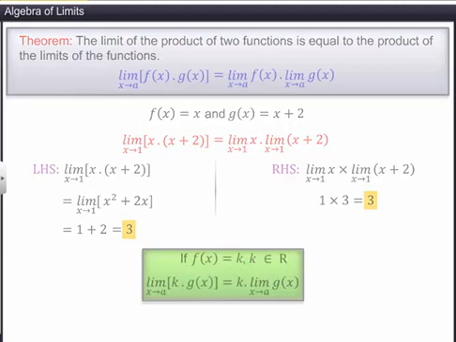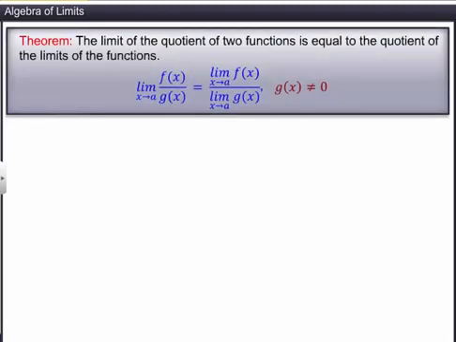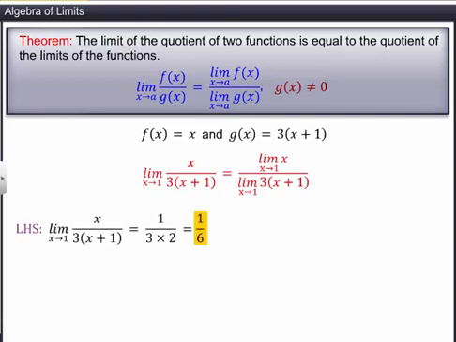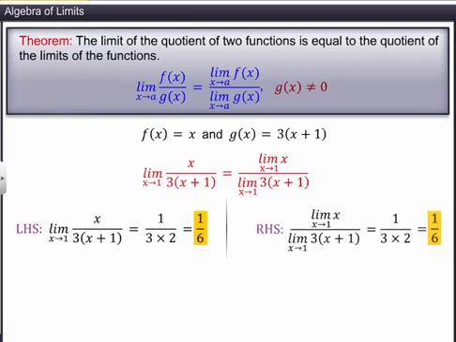The fourth theorem is that the limit of the quotient of two functions is equal to the quotient of the limits of the functions. Here, the denominator is not equal to 0. As in the previous theorems, these can be easily proved using the functions shown. We can see that the theorem is verified. Now, we will see the limits of polynomial functions.